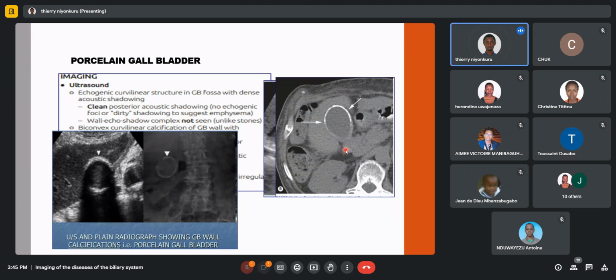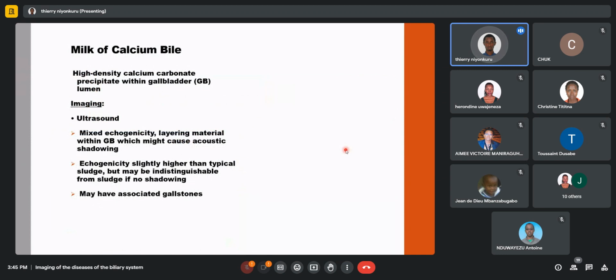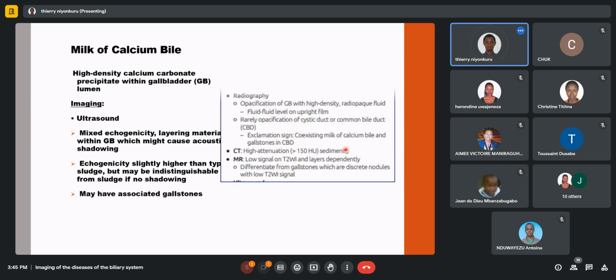Yes. So there is this milk of calcium bile, which is due to high density calcium carbonate precipitate within the gallbladder lumen. On ultrasound, we see mixed echogenicity, a layering material within the gallbladder, which might cause acoustic shadowing. The echogenicity is slightly higher than typical sludge, but it may be indistinguishable from sludge if there is no shadowing. And in some cases, it may present with gallstones.